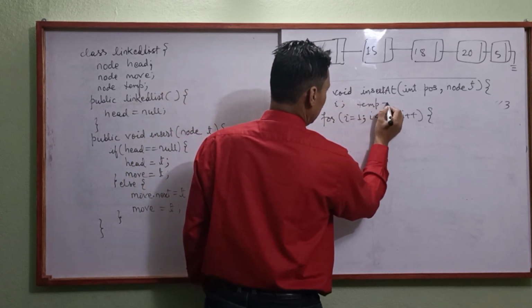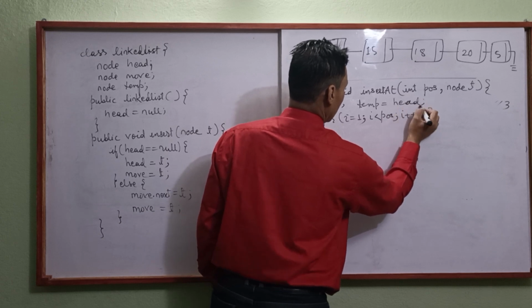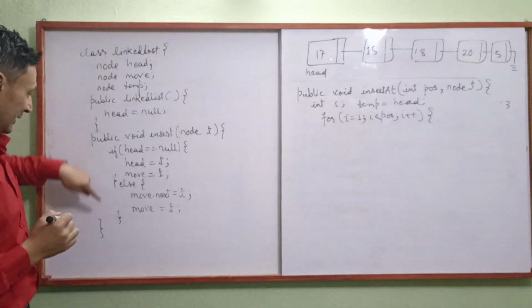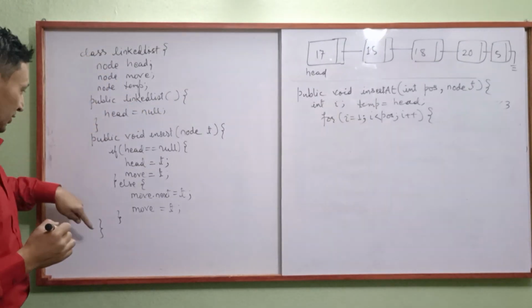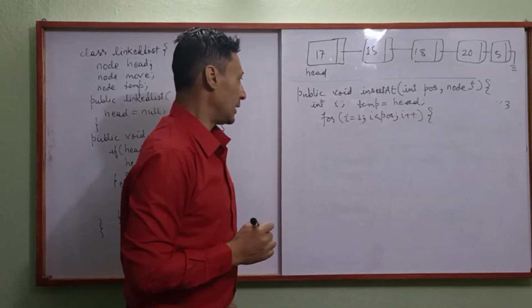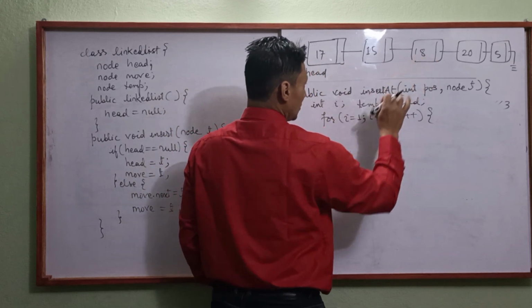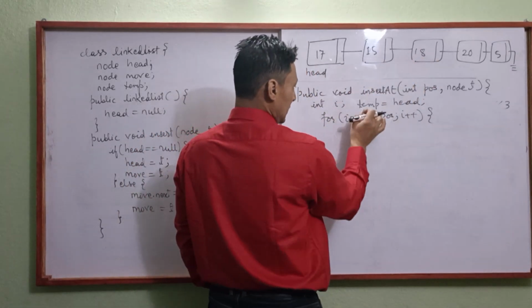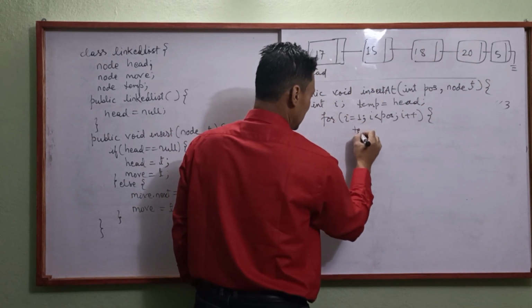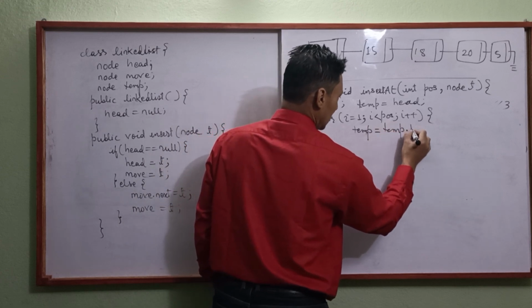One more thing is we have to get a reference of the head here. We will assign temp is equal to head. Here temp is a member variable, and head is a member variable of this linked list class. So I'm assigning head to temp. Now temp should reach up to here. Initially temp is head, then we have to do one more next. So I will write temp is equal to temp dot next.